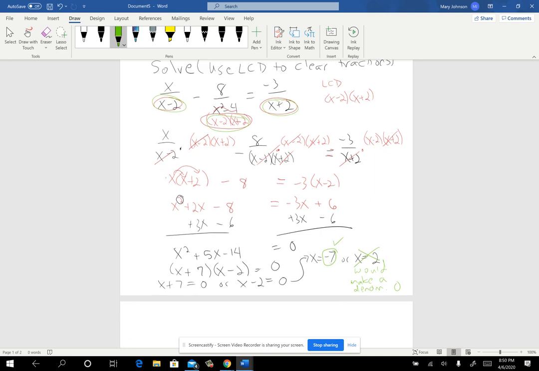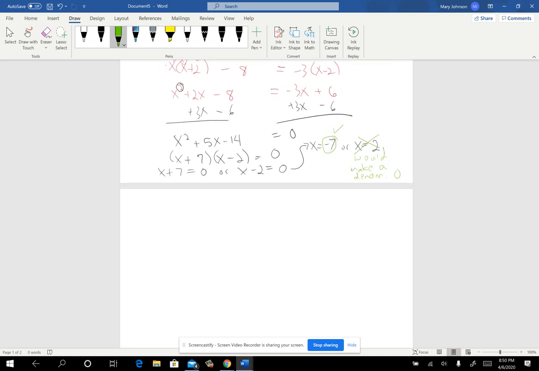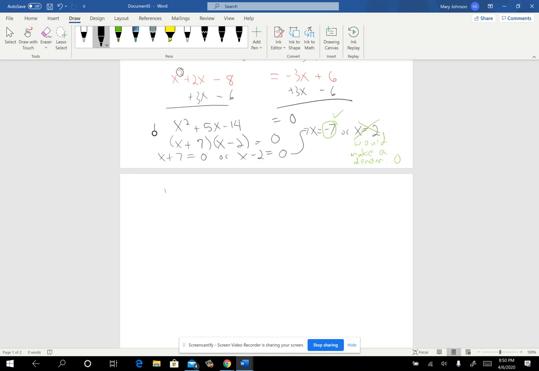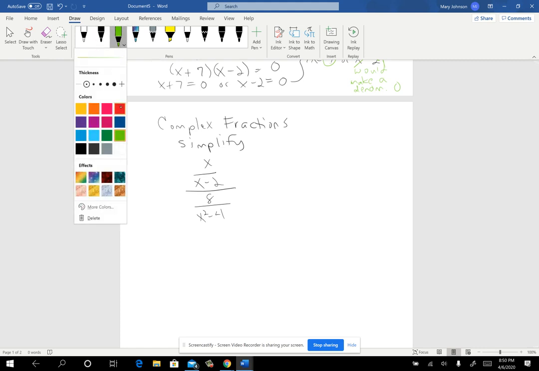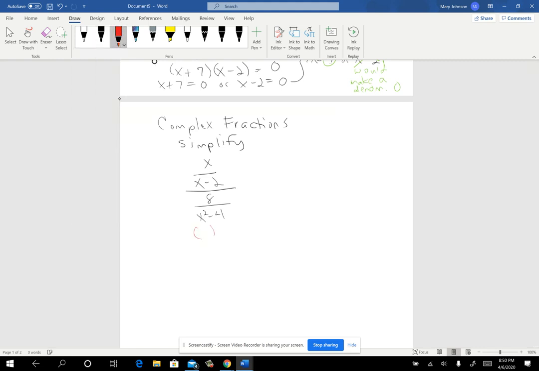All right, now let's look at the middle question where we're dealing with a complex fraction. With complex fractions, the directions are just going to say to simplify. And the example we're looking at was x over x minus 2 divided by 8 over x squared minus 4. First thing you would do is wind up factoring the denominators of the little fractions.